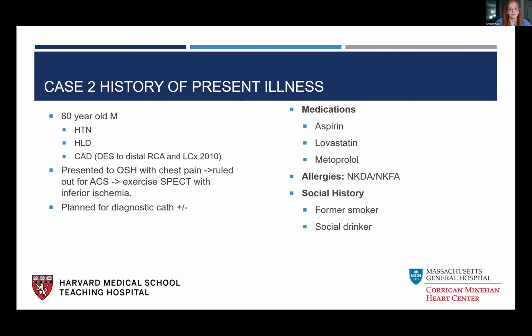Moving on to case 2, we have an 80-year-old male with a history of hypertension, hyperlipidemia, and coronary disease, with a distal RCA stent placed in 2010 along with a circ stent. He presented to an outside hospital initially with chest pain, ruled out for ACS, and had an exercise SPECT with inferior ischemia. At that time, he was planned for a diagnostic cath plus or minus PCI to evaluate his coronaries. Meds are listed; again, former smoker and social drinker.